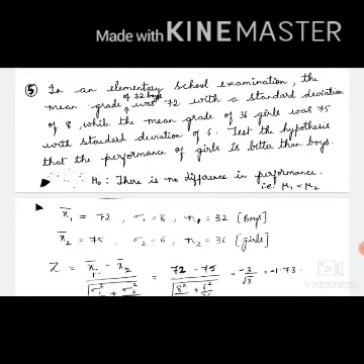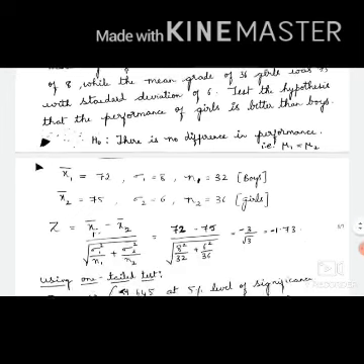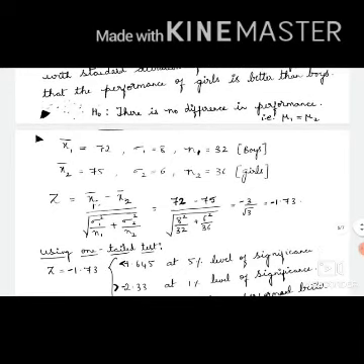So with that in mind, we see that x1 bar is 72 for boys, the sample size is 32, and the standard deviation for boys is 8. The second population is of the girls, so x2 bar is 75, n2 is 36, and the standard deviation sigma 2 is 6. So using the Z statistic with the following formula, we get minus 1.73.